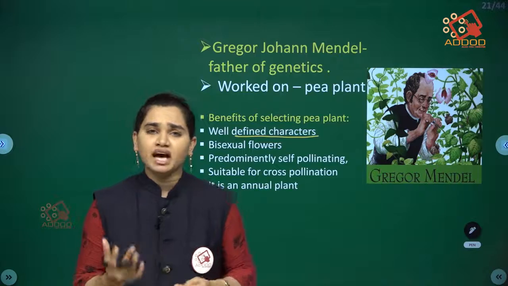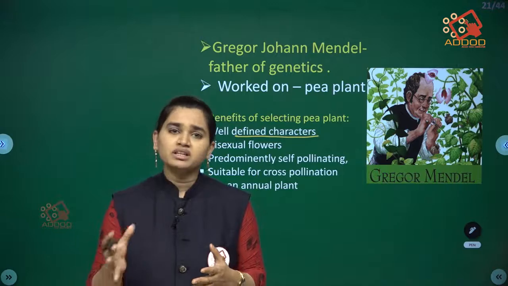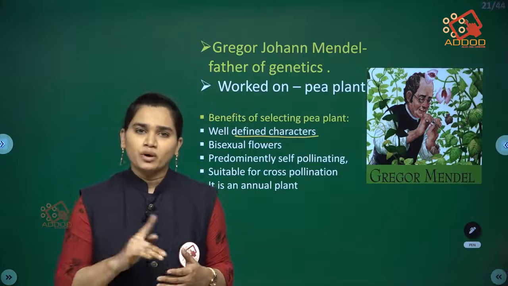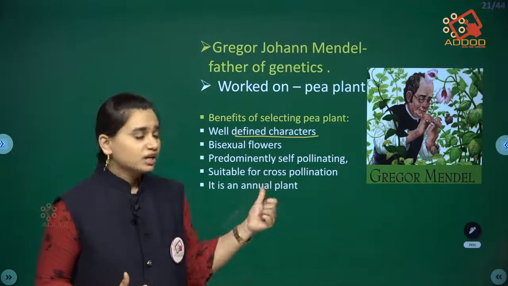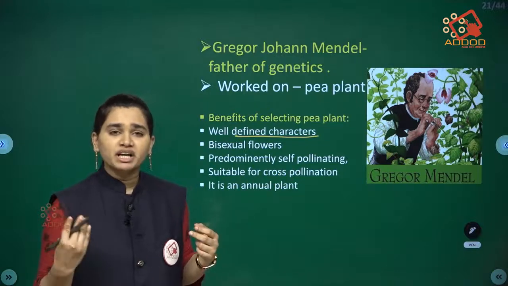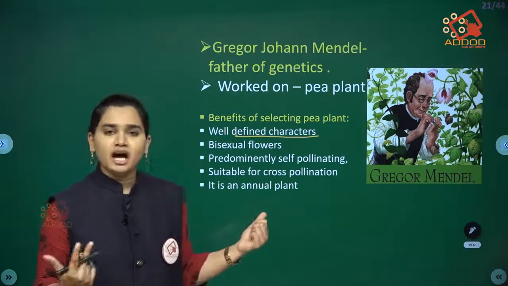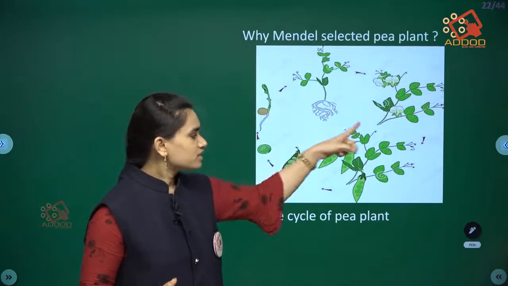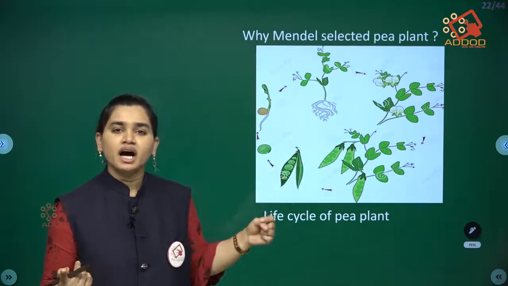And the last point is that it is an annual plant. That means it flowers, fruits and dies within 1 year. So, that was also one advantage. Within 1 year he could study one complete character. So, all these were the advantages for which he selected the pea plant: well-defined characters, bisexual flowers, predominantly self-pollinating, suitable for cross-pollination, and an annual plant. Here you can see the life cycle of a pea plant: it flowers, fruits and dies within 1 year. Hence, it is known as an annual plant.